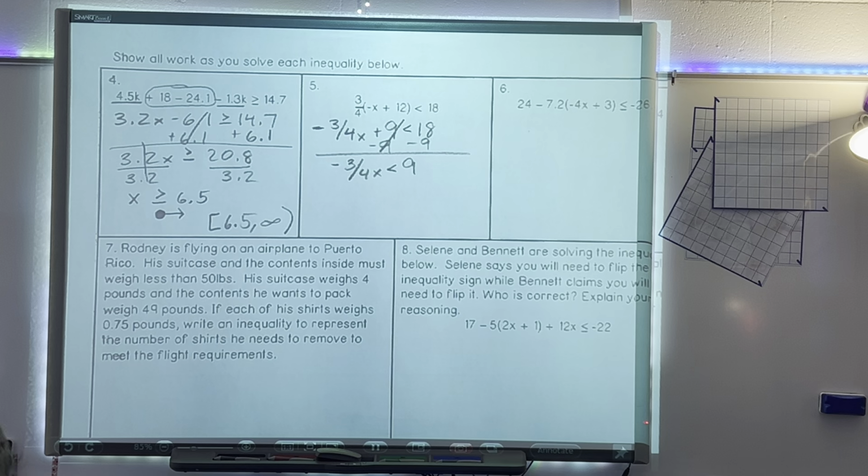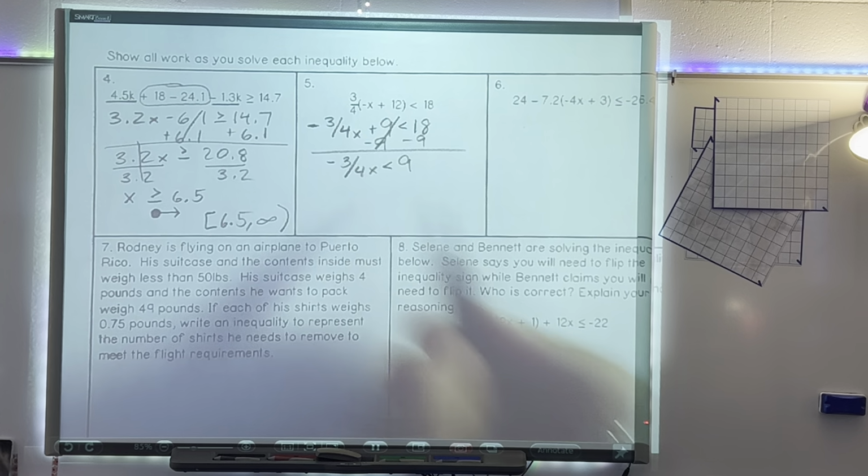Some of y'all are not super conservative of the space on your paper. Scoot stuff all the way up and to the right, don't start right in the center, you know you're just gonna take room.